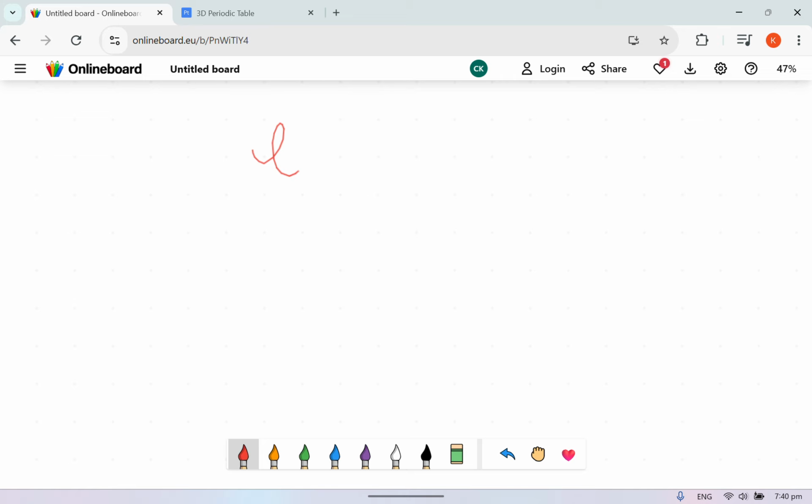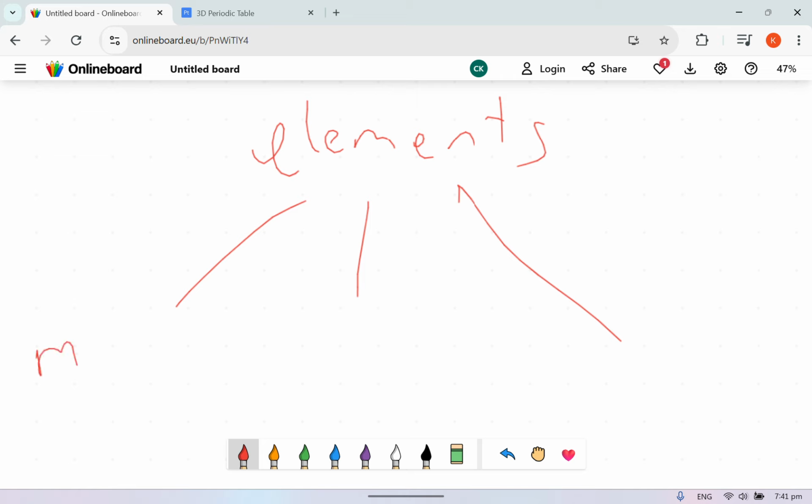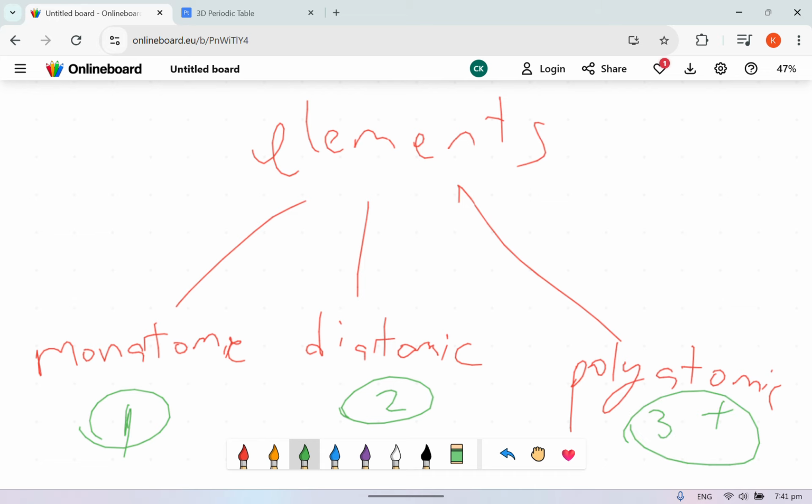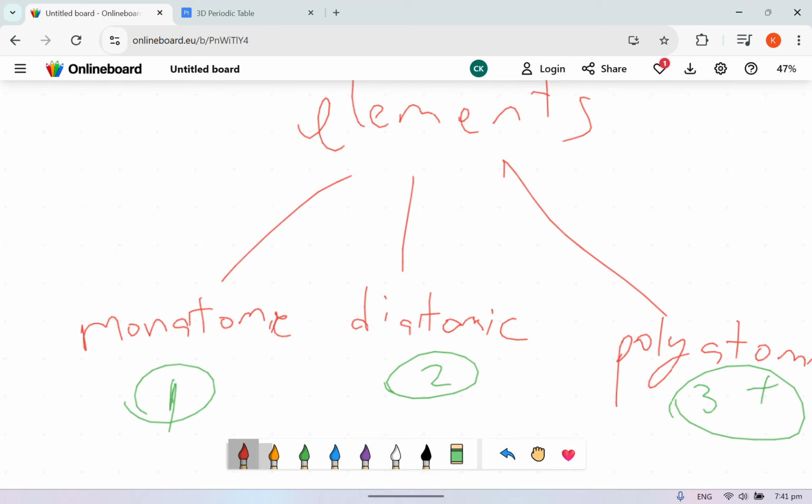Some elements, now elements, there are actually a lot of different types. Elements can actually be monatomic, diatomic, or polyatomic. If it's monatomic, it's only made of one atom. Diatomic, 2 atoms. Polyatomic, 3 plus atoms. Now, monatomic, when I say one atom, I really mean just one singular atom.